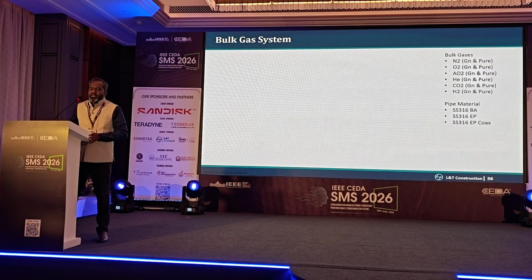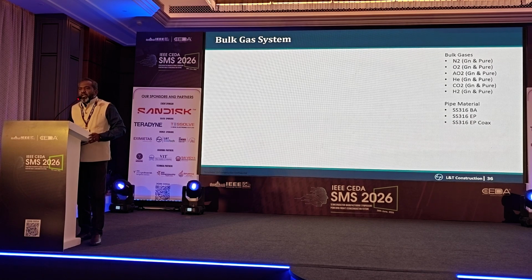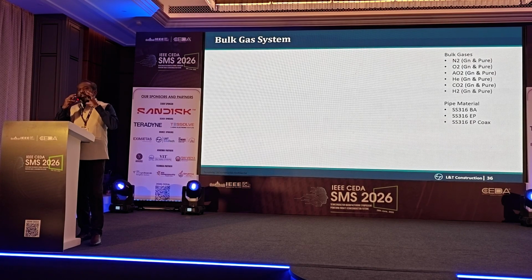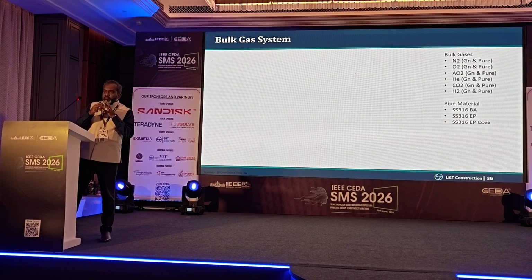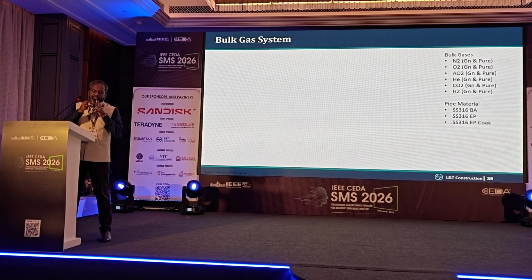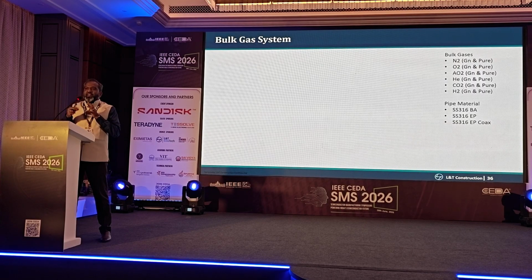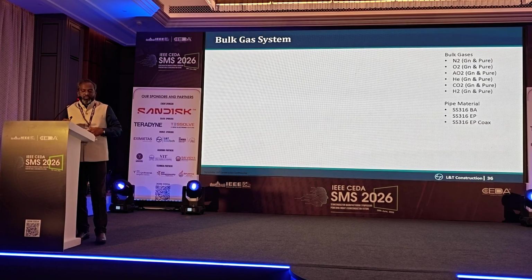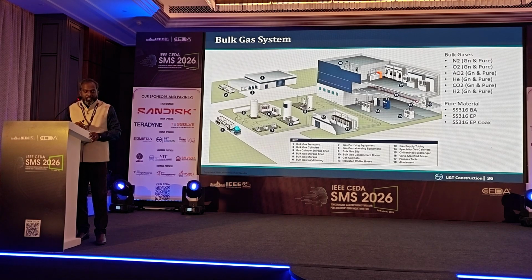The material used for conveyance is stainless steel 316, BA, EP and EP coax. What is coax? We have 2 pipes, one pipe inside another, so that if there is a leak in the first pipe, before it could contaminate the environment, there are leak detection systems inside the second pipe. This gets triggered and then the shutdown of that stream happens. So that is why you would see this in very highly hazardous chemical and gas handling systems.